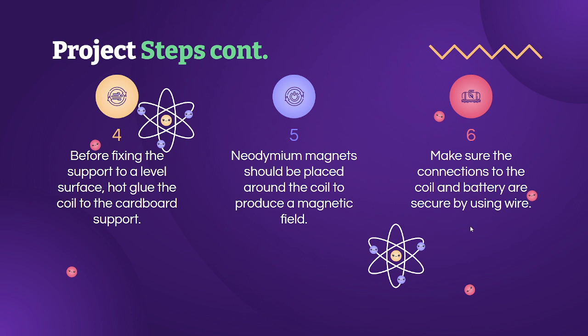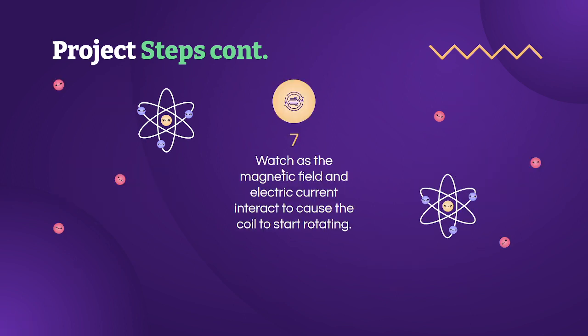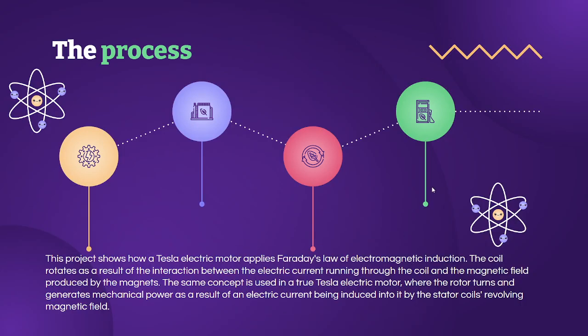Make sure your connections on the coil and the battery are secure and clean. And then lastly, once you get that all set up, you can watch the magnetic field and the electric current interact to cause the coil to start rotating. This process shows how a Tesla motor applies Faraday's law of electromagnetic induction. The coil rotates as a result of the interaction between electric current running through the coil and the magnetic field produced by the magnets. The same concept is used in a Tesla electric motor.